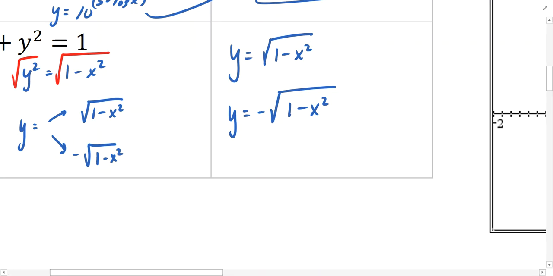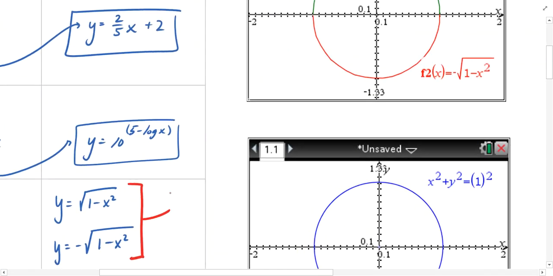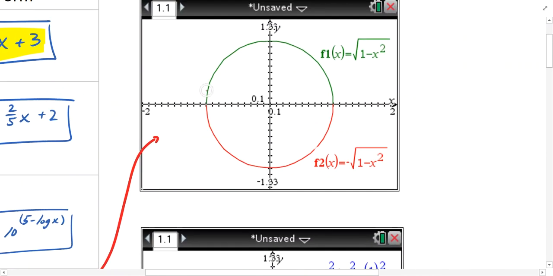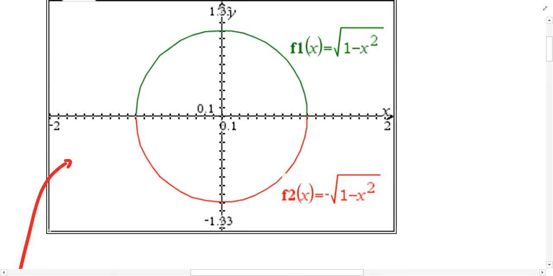Now what I find kind of interesting about this is that if we graph both of these, we'll get an image that looks like this example that I've shown up here. In this green arc, we see the positive square root of 1 minus x squared, and in the red arc, we see the opposite. It's hard to read that, but that's the negative symbol, the opposite of 1 minus x squared. And of course, when you put them together, we get a circle.